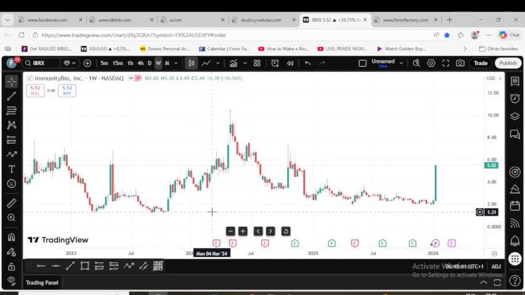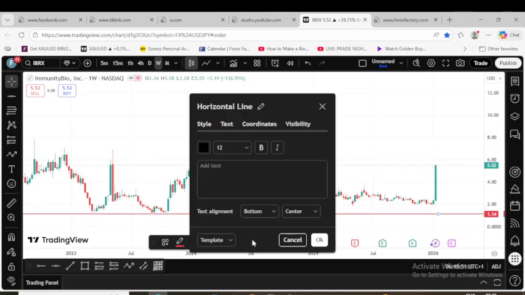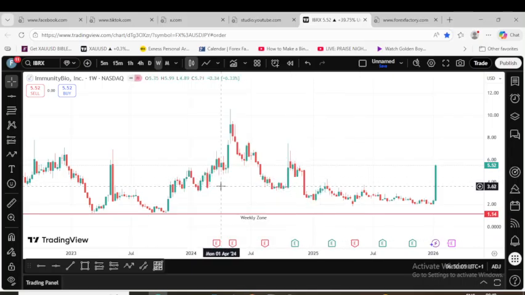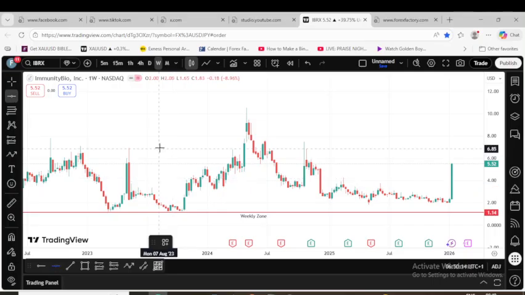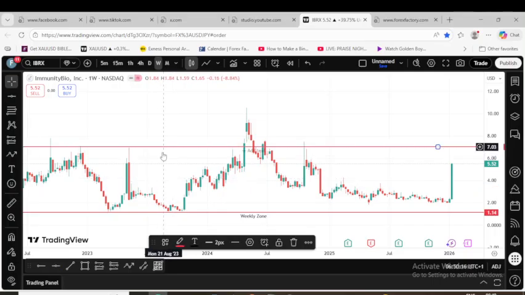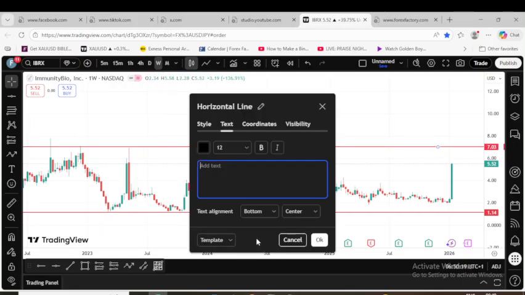Okay, so we start off by identifying our trend lines, monthly and weekly zones, which are essentially just support and resistance levels on the weekly time frame. So this is the area that price responds to as support multiple times. So this is our weekly zone. There's clearly a zone here. So this is another weekly zone.